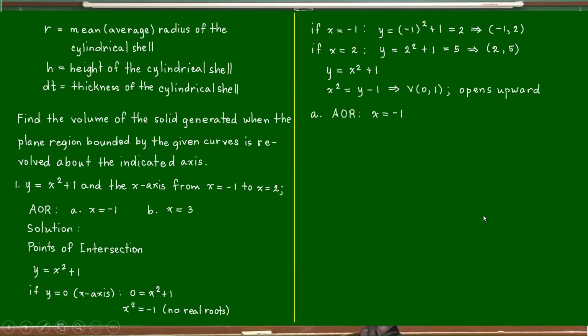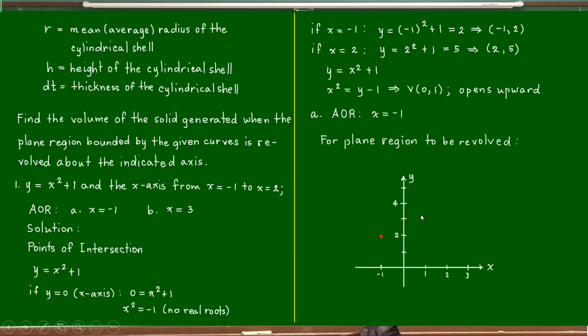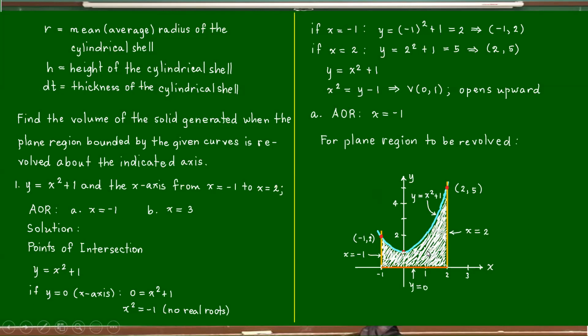So this is the plane region to be revolved. Plotting the given points, we have (2, 5) and (-1, 2). Then the vertex of the parabola is at (0, 1). So here is the parabola, whose equation is y equals x squared plus 1. And then below by the x-axis, then on the left side of the region, we have x equals -1. On the right side, x equals 2. So this is the region to be revolved.